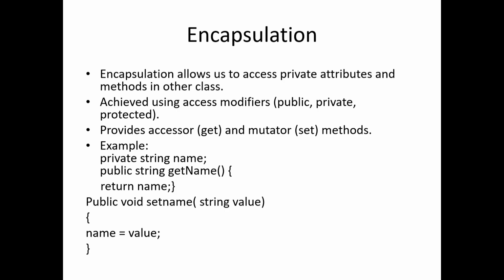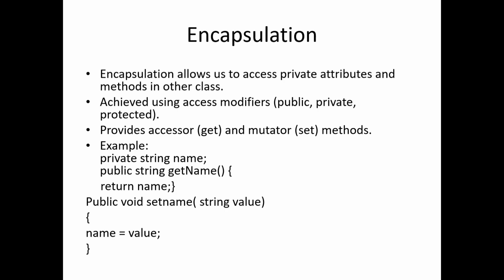It will return the name attribute. Same as that, we can declare the mutator method as well, like public void setName. It will be a parameterized method because we will pass the value of the name, whatever we want to change it to, like string value, and then name will be equal to value.